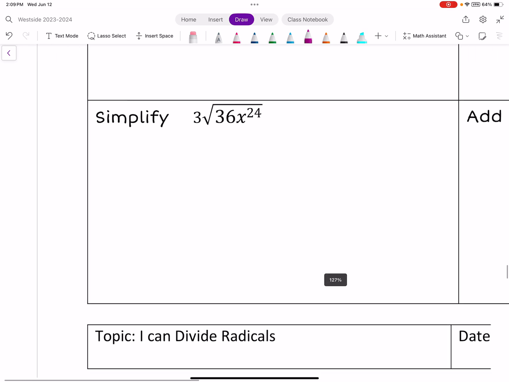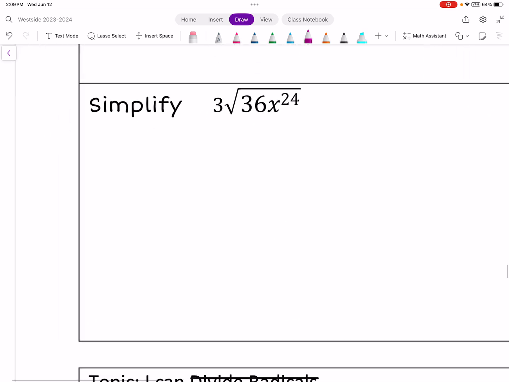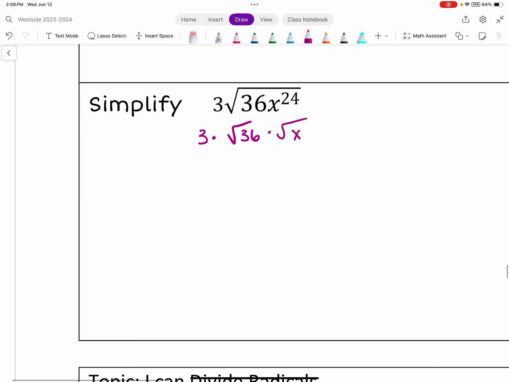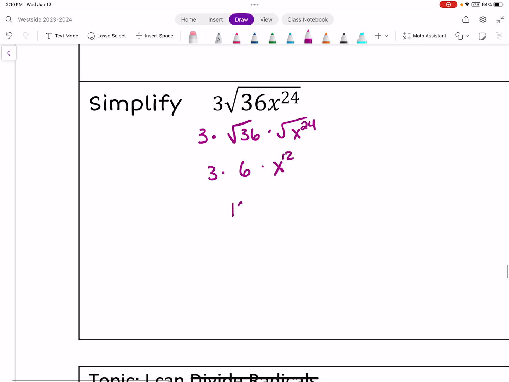The next two problems on this activity are review. So we're going to just go ahead and simplify this radical. So we have 3 times, I'm going to split this up, the square root of 36 and the square root of x to the 24th. The square root of 36 is just 6. The square root of x to the 24th, that's an even exponent. So I'm going to go ahead and divide it by 2. So x to the 12th. 3 times 6 is 18, so I'd get 18x to the 12th.